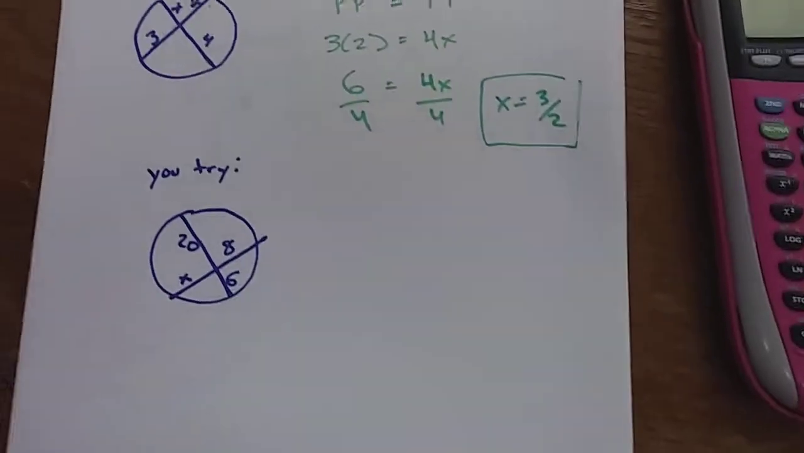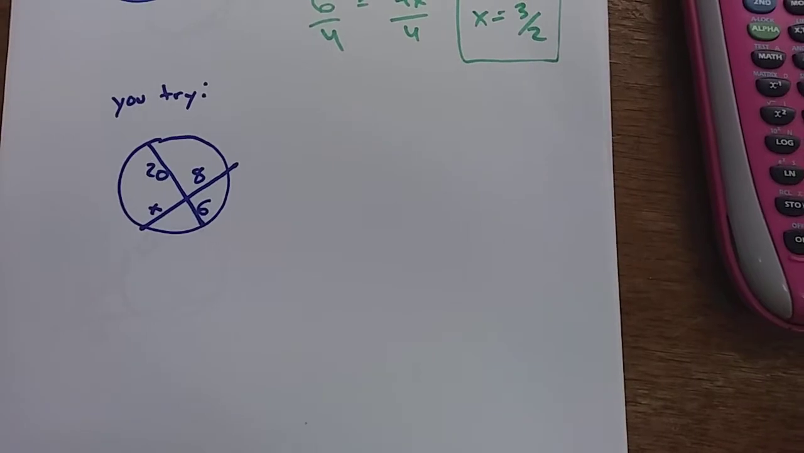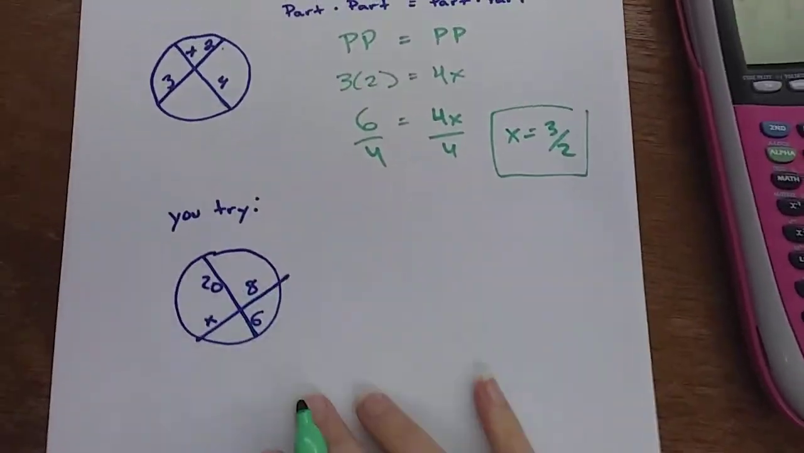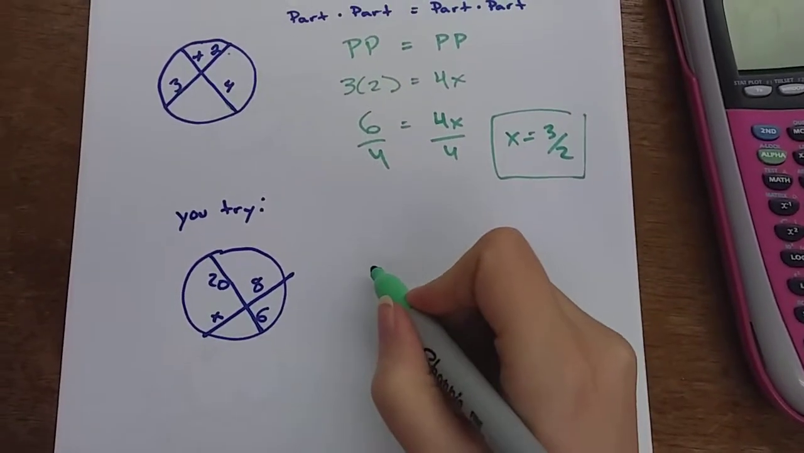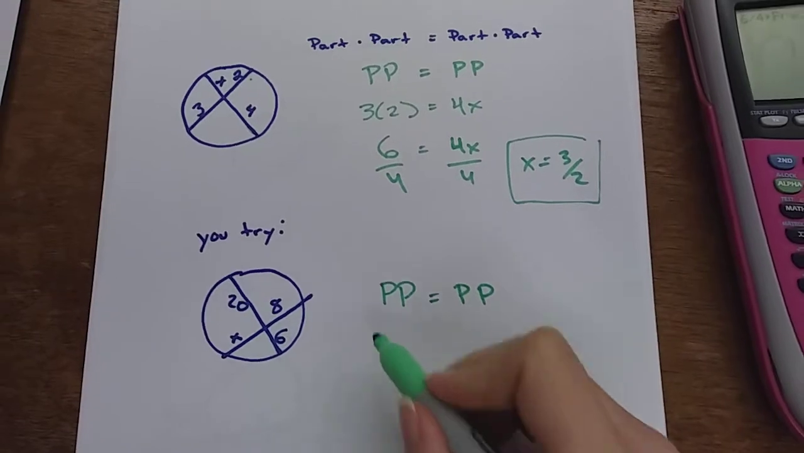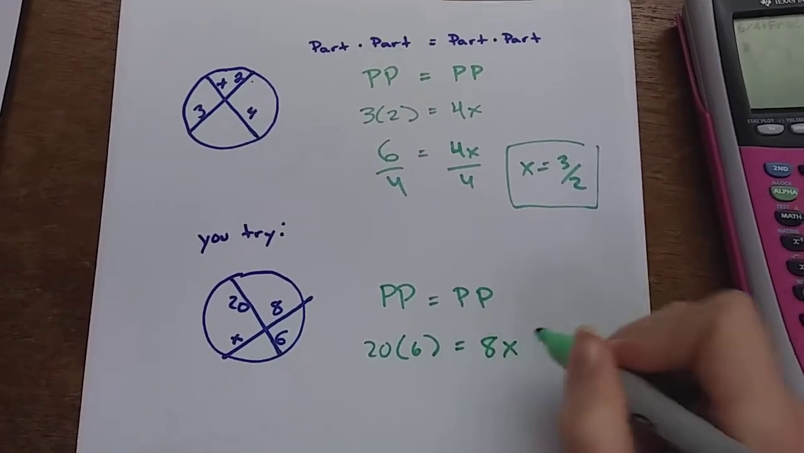I'd like you to go ahead and pause the video and just try this one, and when you're ready, play the video. Okay, so I'm going to go ahead and work this one out. Hopefully you tried it first. The setup is going to be part times part equals part times part. So I'm going to take 20 times 6 and set that equal to 8 times x.